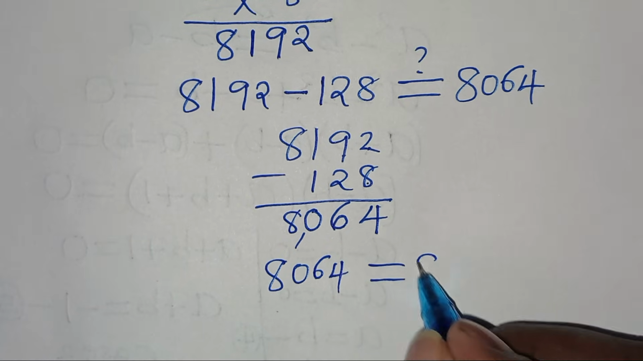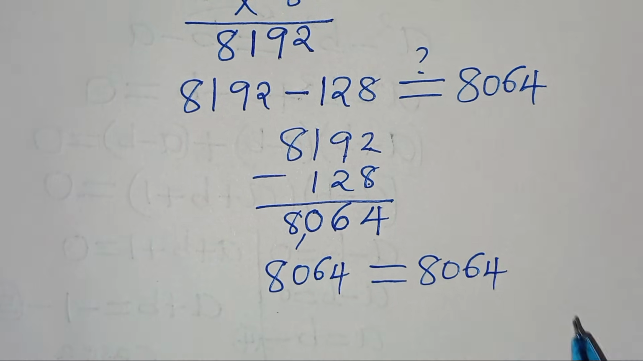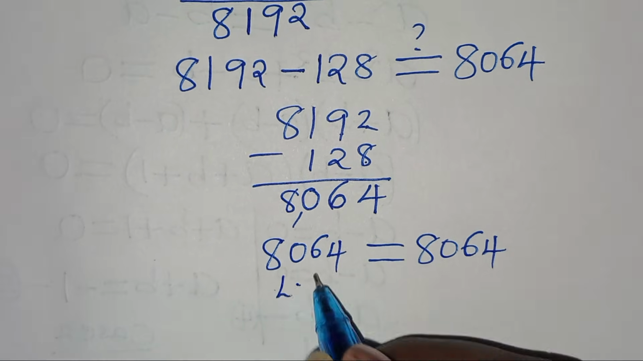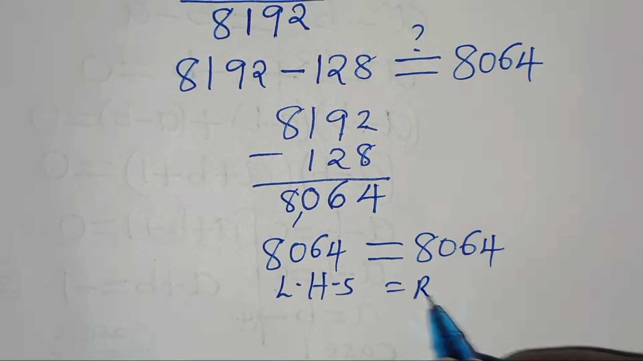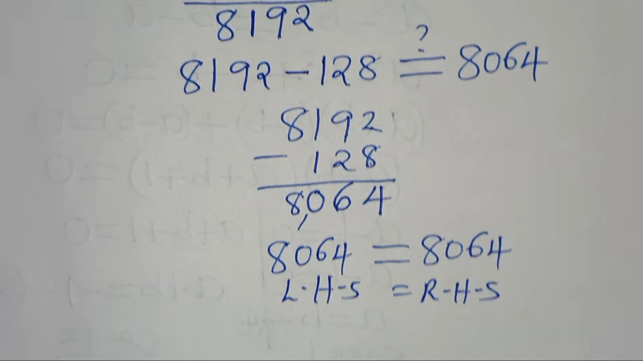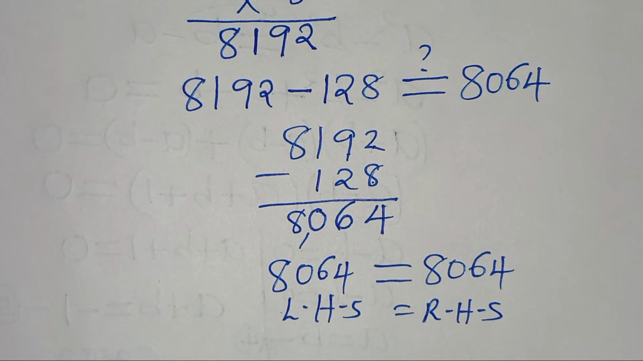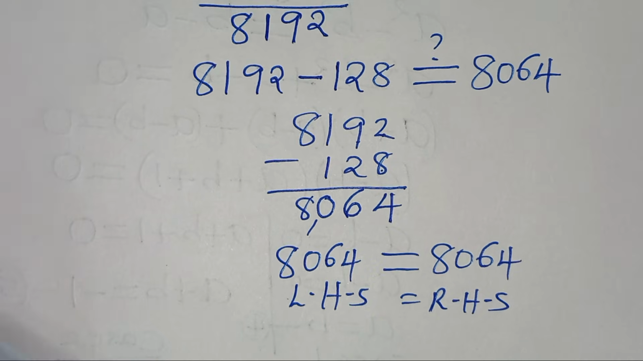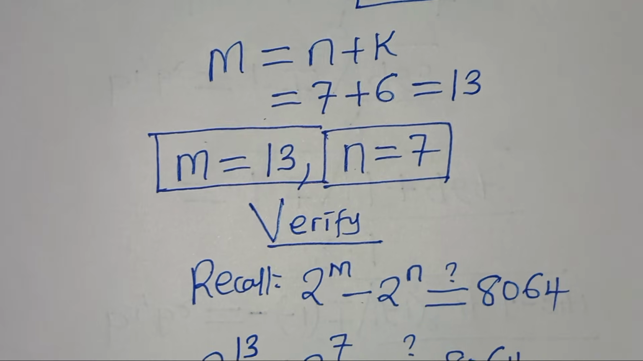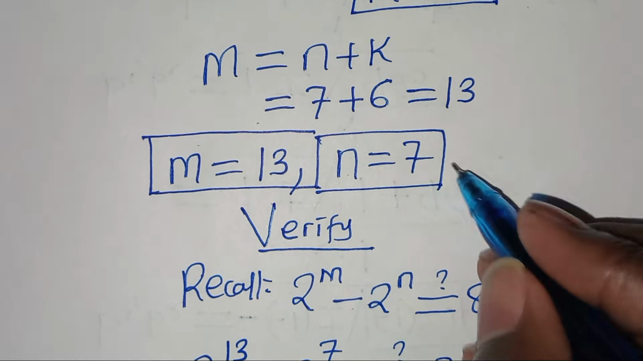This is equal to 8064 on the right hand side. So the left hand side is equal to the right hand side. And this affirms that the values of m and n, which are 13 and 7, satisfy the equation.